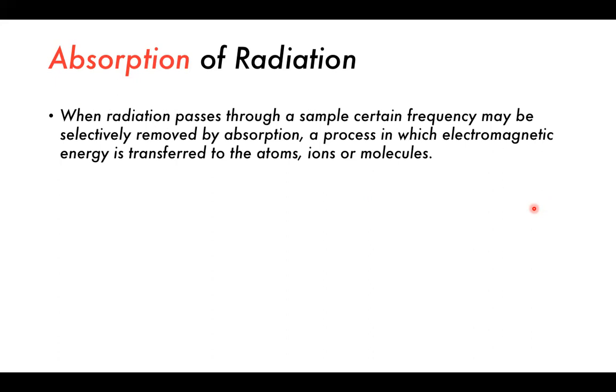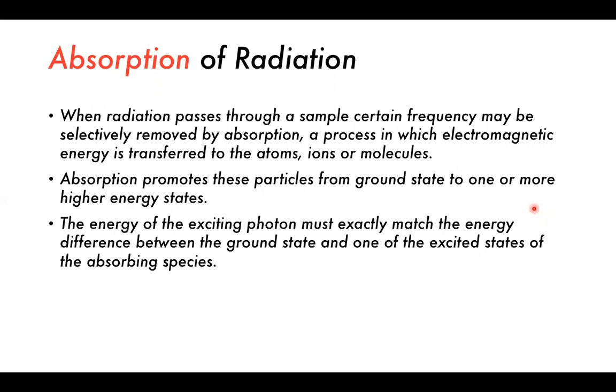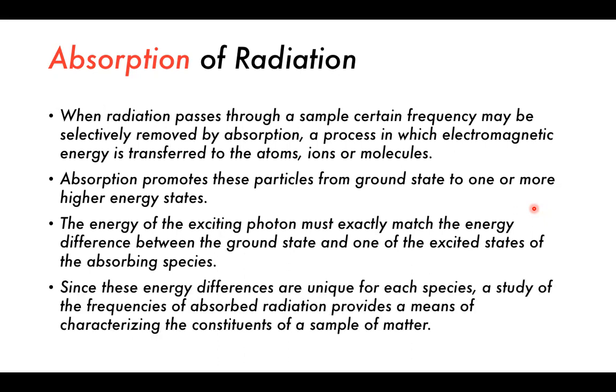When radiation passes through a sample, certain frequencies may be selectively removed by absorption, a process in which electromagnetic energy is transferred to the atoms, ions, or molecules. Absorption promotes these particles from the ground state to one or more higher energy states, and the energy of the exciting photon must exactly match the energy difference between the ground state and one of the excited states of the absorbing species. Since these energy differences are unique for each species, a study of the frequencies of absorbed radiation provides a means of characterizing the constituents of a sample of matter.